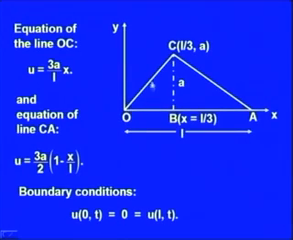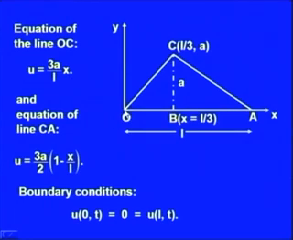So, this is the shape of the triangle. At x equal to L by 3, we have assumed that the string is plucked and it assumes a height A. So, now let us find the equation of the line segment OC. Equation of the line segment OC will be u equal to 3A by L into x.